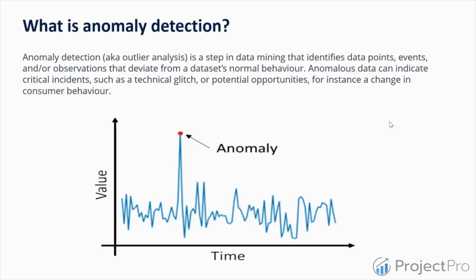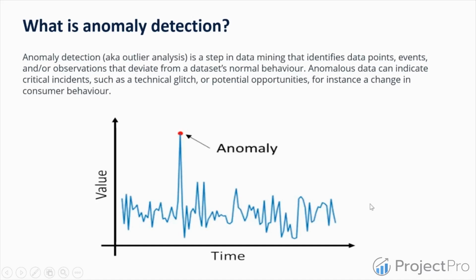Anomalous data can indicate critical incidents such as a technical glitch, or potential opportunities, for instance, a change in consumer behavior. What does it mean? Just a very simple example, I have put it in the form of an image. Take the number of orders placed by a customer on a monthly basis. If you see, everything is kind of consistent over a period of time.